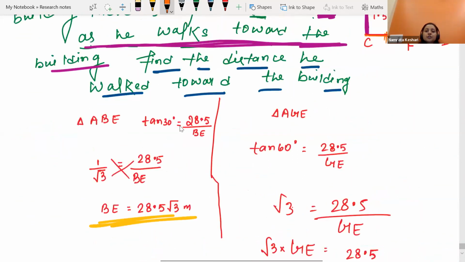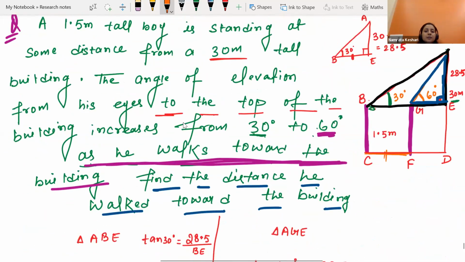What we did: first you should understand the concept that the boy is moving, so the angle of elevation is increasing. Then what is the distance? Find the distance he walked toward the building. So basically we have to find CF, but we found BG, because whenever we have this type of figure, we maintain a rectangle in the bottom part, the downward part.